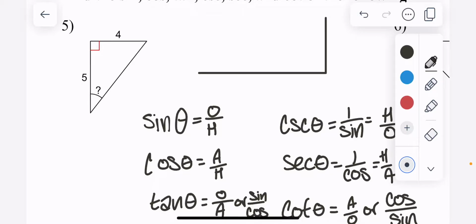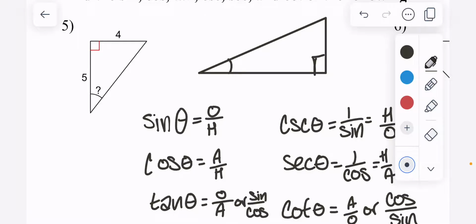And then cosecant is going to be the inverse of sine, so it's going to be 1 over sine or the reciprocal of sine as well. Those are called reciprocal functions, so it can be written as hypotenuse over opposite. And secant is 1 over cosine, or can be written as hypotenuse over adjacent. And then my cotangent is adjacent over opposite, or it can be written as cosine over sine.